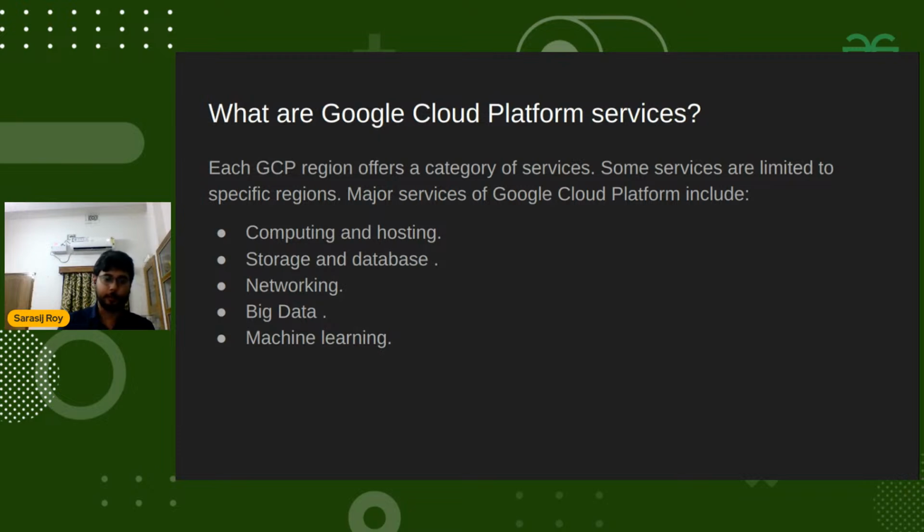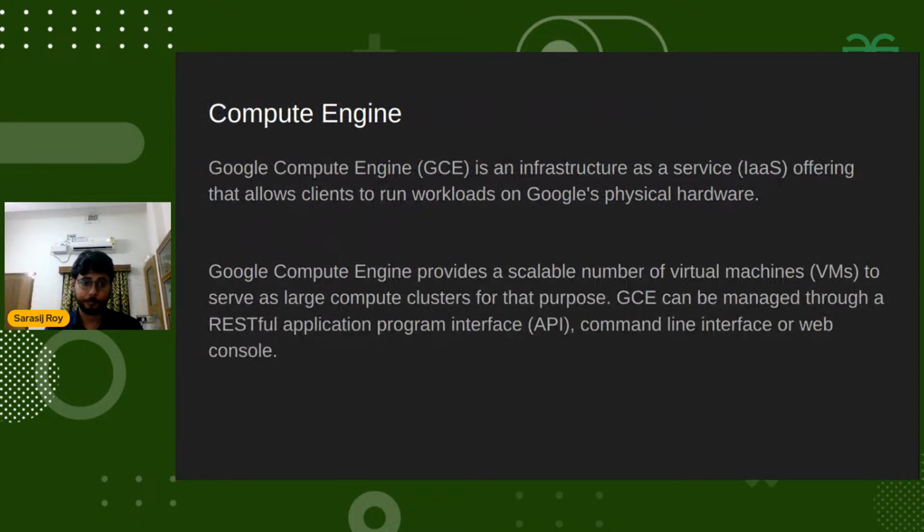Second is storage and database. There are various ways and various technologies to store data. I will come into that later. Then networking, the VPCs, the VPNs, this kind of thing. Big data actually is the second point itself, but I wanted to focus on this one because I will be giving a small overview regarding big data and machine learning. Those tools I will also cover. So let's start with the Compute Engine.